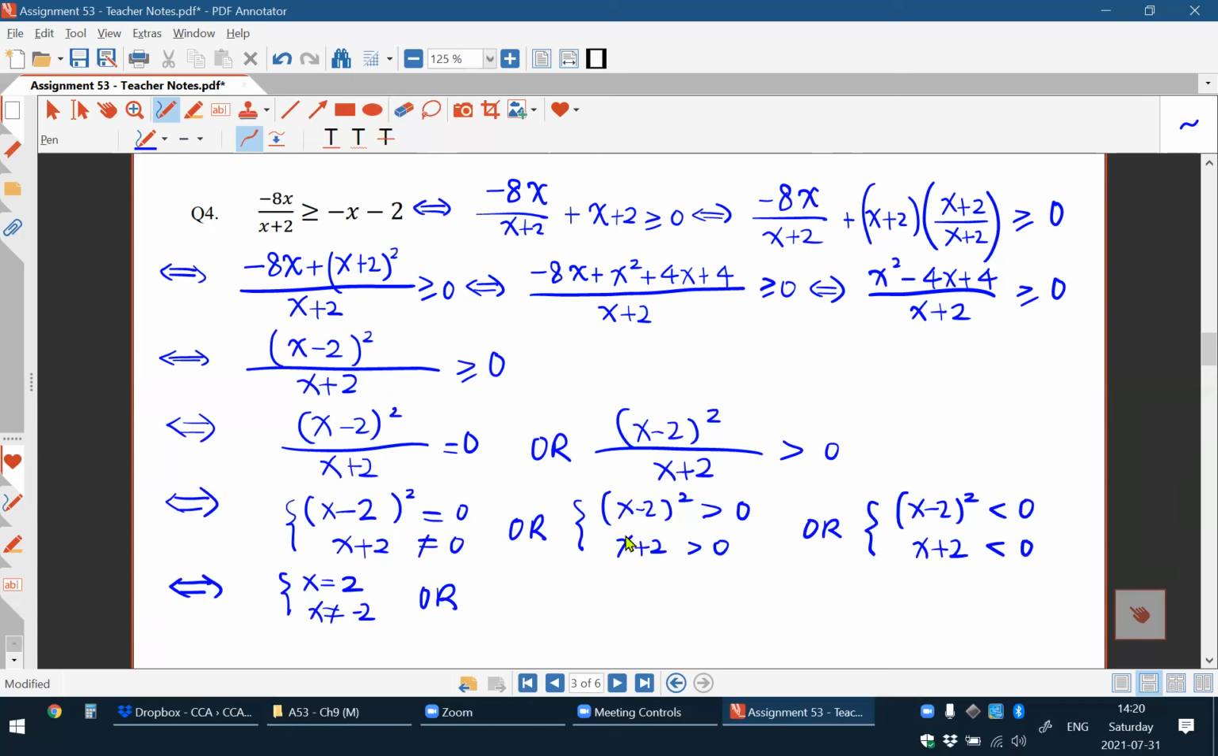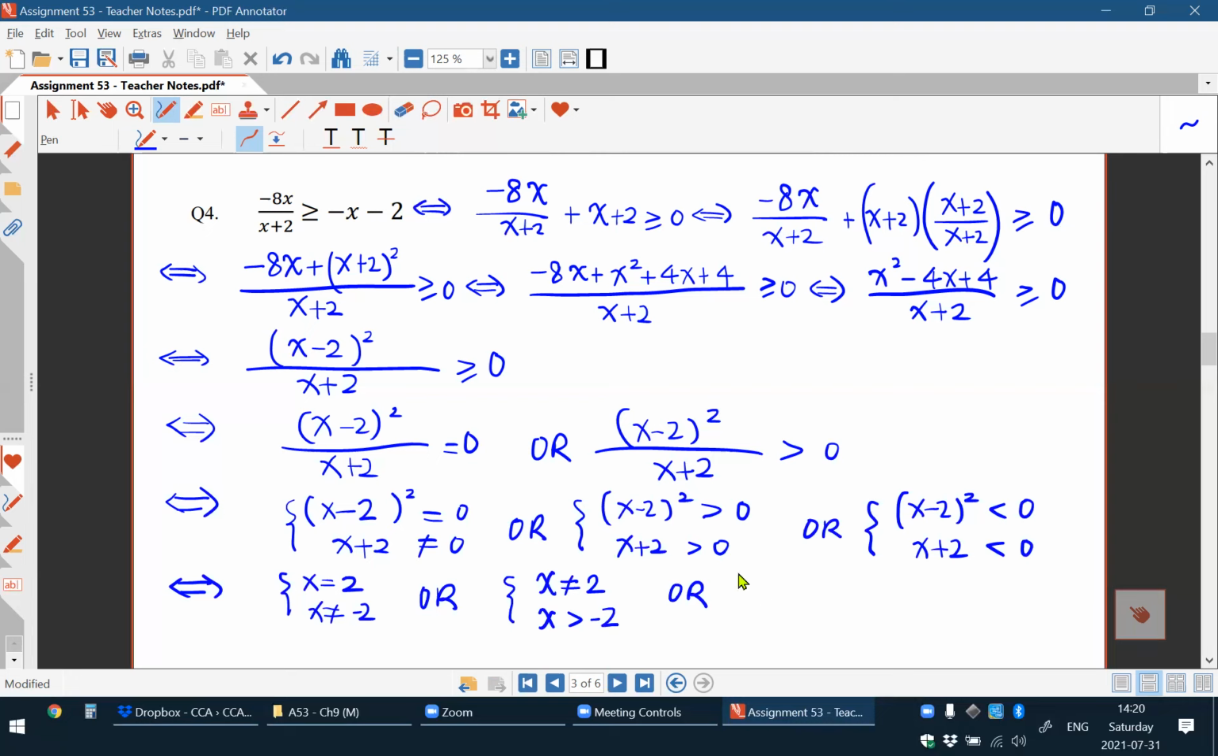Second case, x minus 2 squared is greater than 0. As long as it is not 0, it is always greater than 0, right? So as long as we ensure that x is not 2, because when x is 2, x minus 2 squared is 0. So as long as x is not 2, x minus 2 squared is always greater than 0. And at the same time, x should be larger than minus 2.